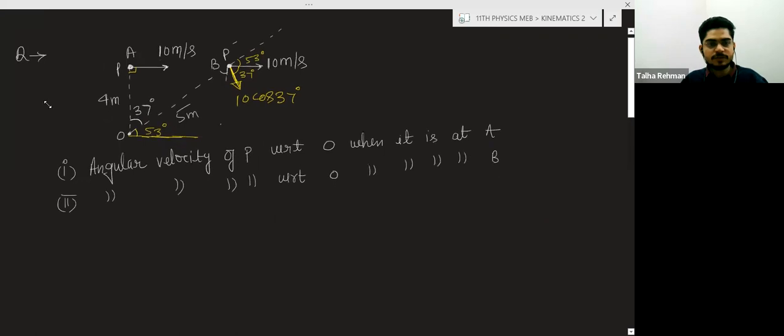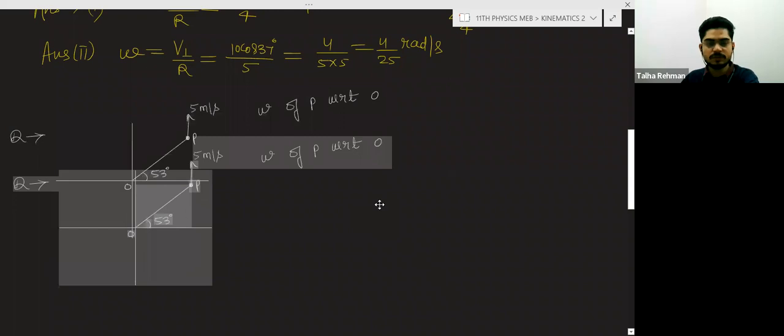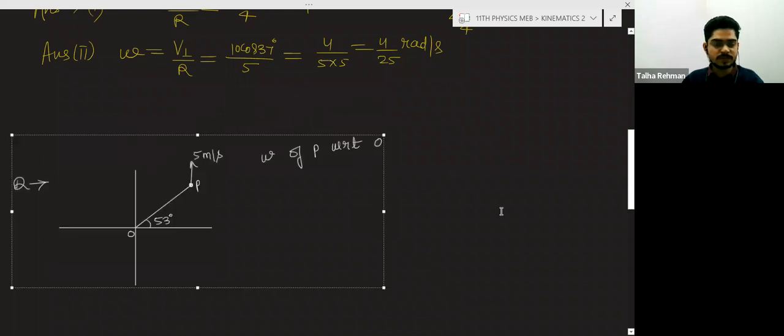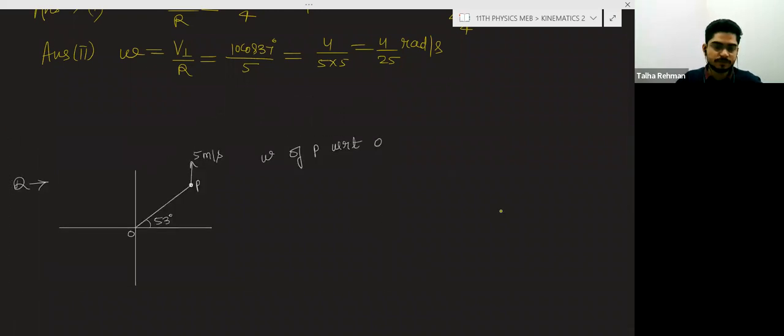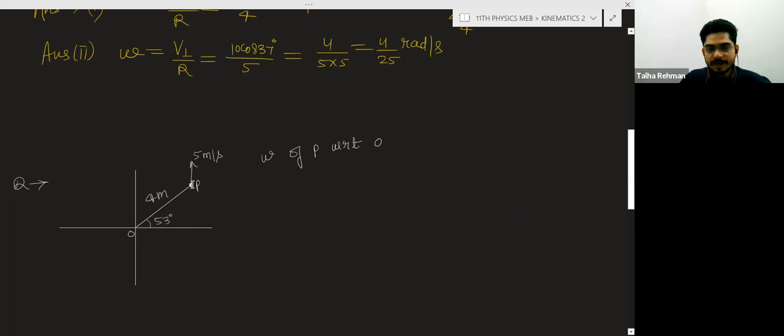Okay, so next question. Next is this question. I think this distance is given as 4 meters. There is a particle at this point P, and this particle has a velocity of 5 meter per second, and this is O. We have to find the omega of particle P with respect to O.